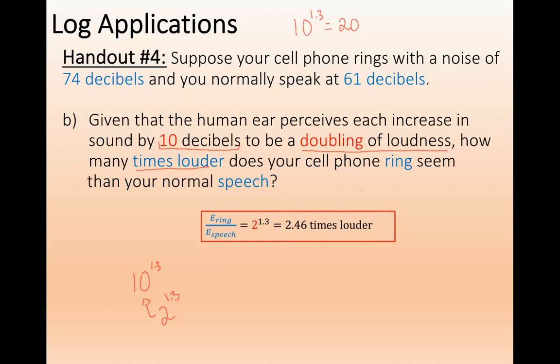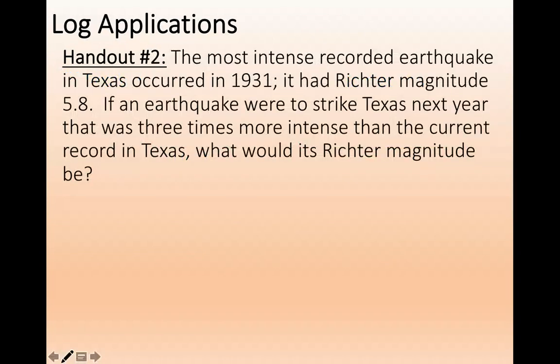Let's try another one. I'm going to go back and do number 2. Number 2 is saying the most intense recorded earthquake in Texas occurred in 1931. It had a Richter magnitude of 5.8. If an earthquake were to strike Texas next year that was 3 times more intense than the current record in Texas, what would its Richter magnitude be?